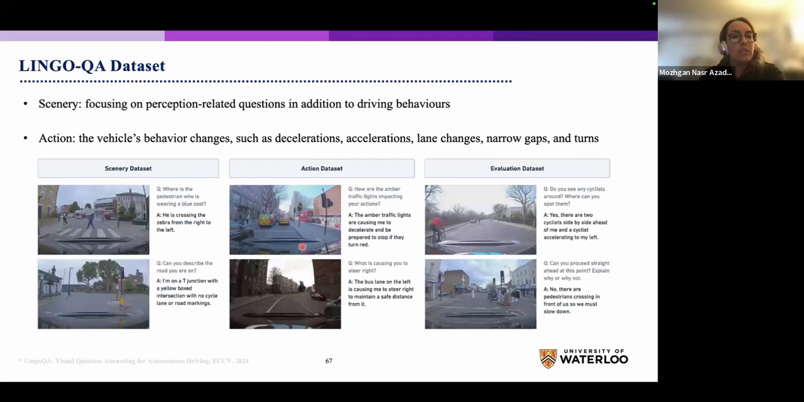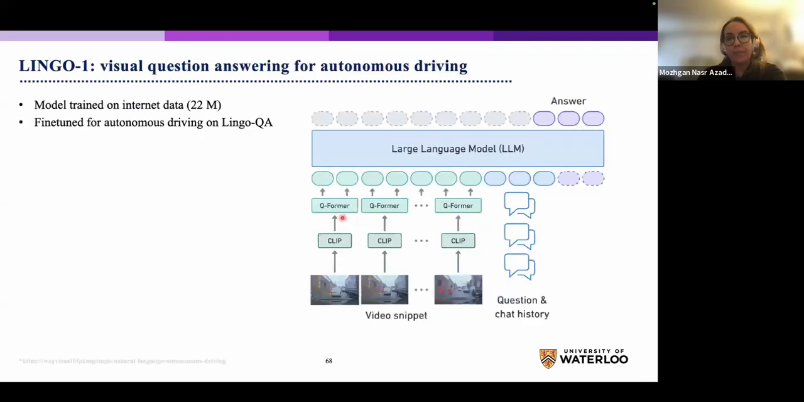If you look at the dataset itself, the training set has 2 parts: a scenery dataset, mostly focused on perception tasks, and an action dataset, which mostly covers parts where the vehicle behavior changes. For example, why you are slowing down, or what if there is a kid running in front of you. So actions and justification. And the evaluation data set has samples from both the scenery and action data sets.